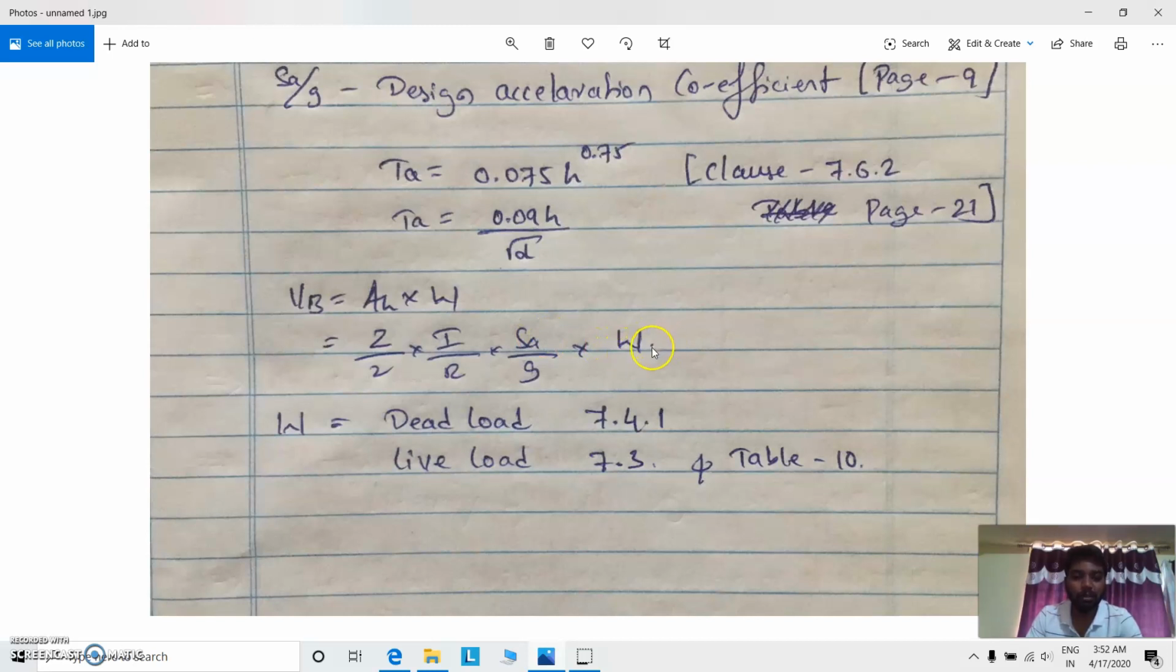W is the total seismic weight, and that total seismic weight includes the dead load of the structure and the live load of the structure, and that is given in clause 7.4.1 in the code IS 1893-2016. And similarly, the live load is given in clause number 7.3 and table number 10 in IS 1893-2016. Let us see that.